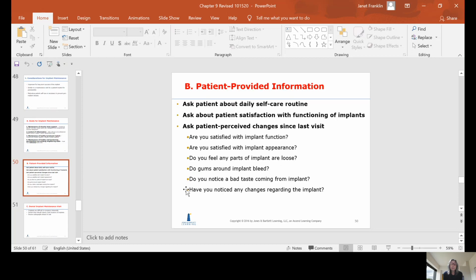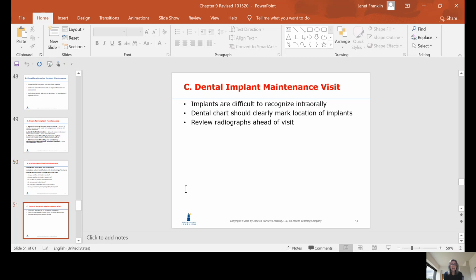Patient provided information. Ask the patient about daily self-care routine. Ask about patient satisfaction with the functioning of the implants. Can you chew comfortably? Ask the patient about perceived changes since last visit. Are you satisfied with the implant function? Are you satisfied with the implant appearance? Do you feel any parts of the implant feeling loose? Do the gums bleed when you brush? Do you notice a bad taste in your mouth? Have you noticed any changes regarding the implant? Those are some of the questions you should be asking a patient.